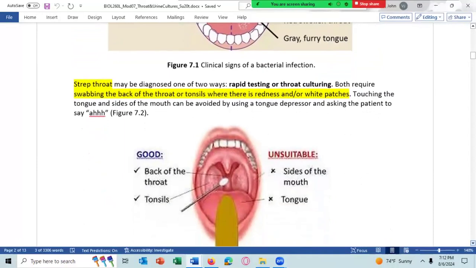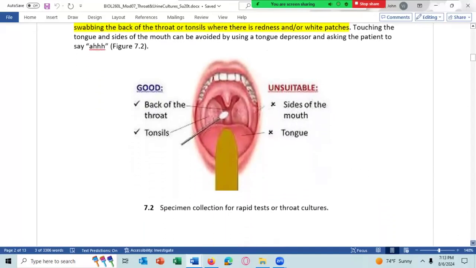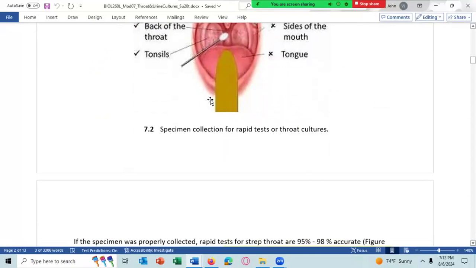Strep throat is isolated by swabbing the back of the throat or the tonsils where there is redness and/or white patches. You want to avoid touching the tongue with a swab, the sides of the mouth, the top of the mouth, or the teeth, as well as the cheek, I guess. Well, that's the side of the mouth. And you usually use a tongue depressor to help swab the back of the throat and the tonsils.